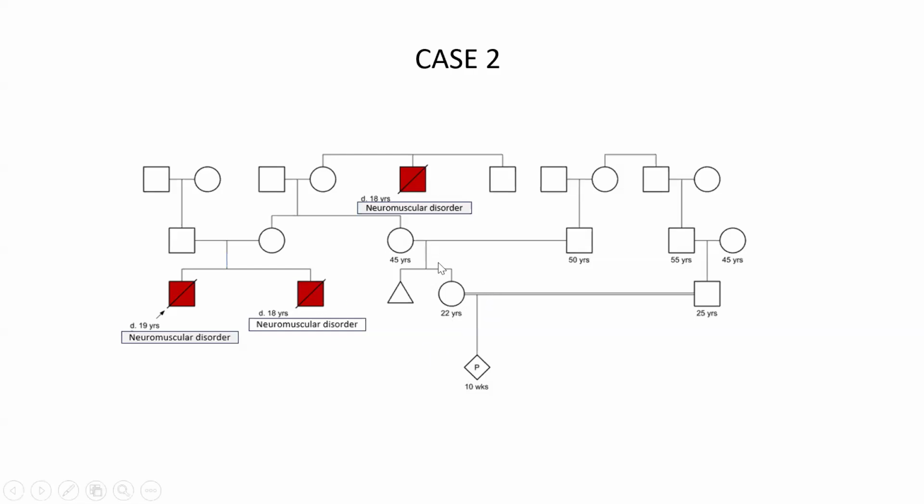And as we can see from the pedigree, the maternal aunt had two children affected with a neuromuscular disorder. The maternal grandmother's one male sibling also had a similar disease. So from the pedigree, we can make out that the affected people are all male. As the maternal grandmother and the maternal aunt are connected to more than two affected male individuals, they are called obligate carriers.